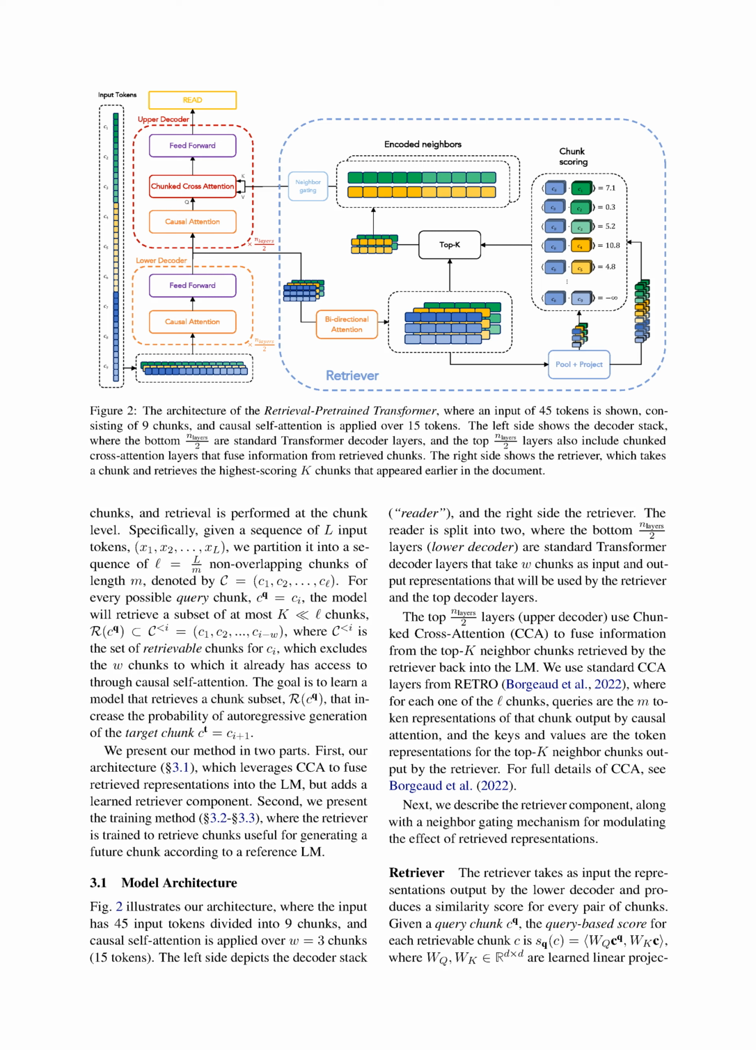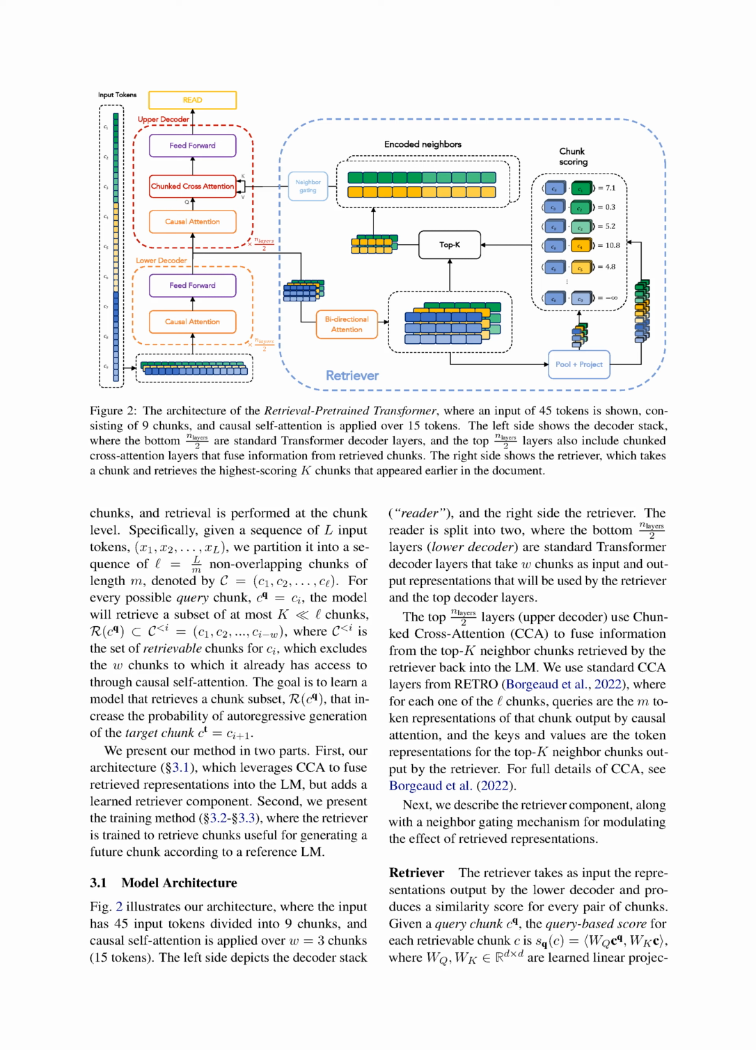This architecture can be split into 2 main components. On the left, we have the decoder stack, also referred to as the reader. On the right side, we have the retriever. Let's break this down further. The reader component of our model is divided into 2 separate parts. The bottom half consists of standard transformer decoder layers. These layers take in our chunks as input and output representations. These output representations are then used by the retriever component and the top decoder layers.